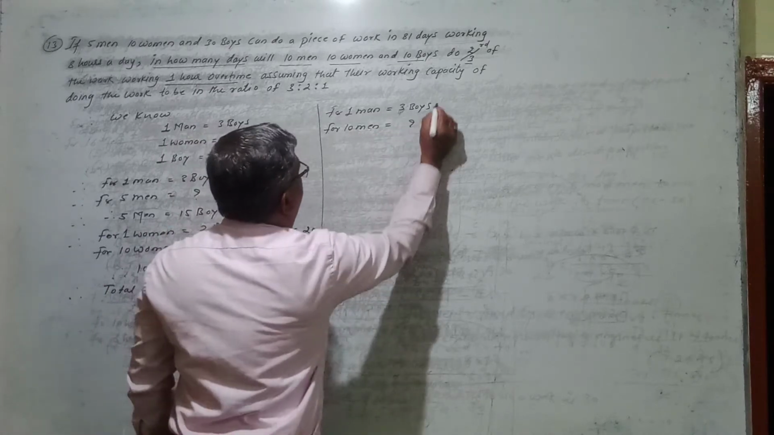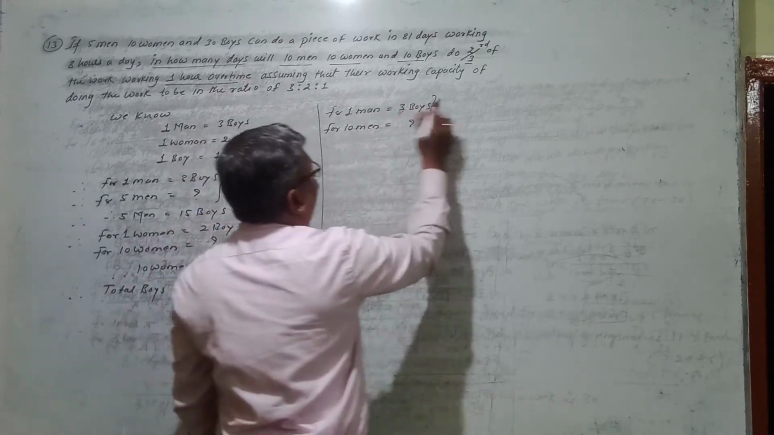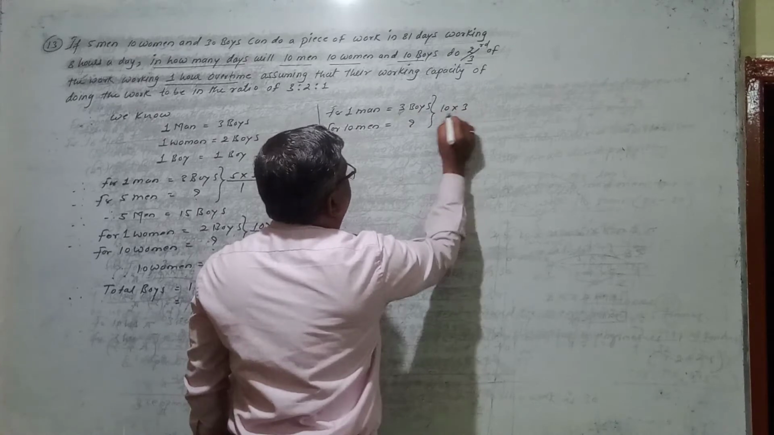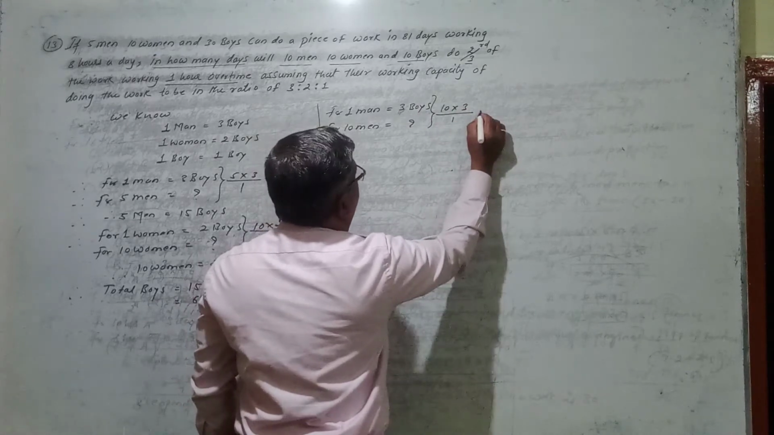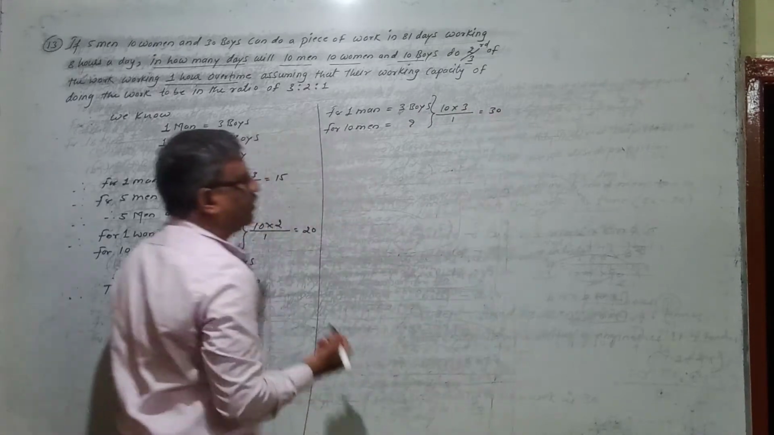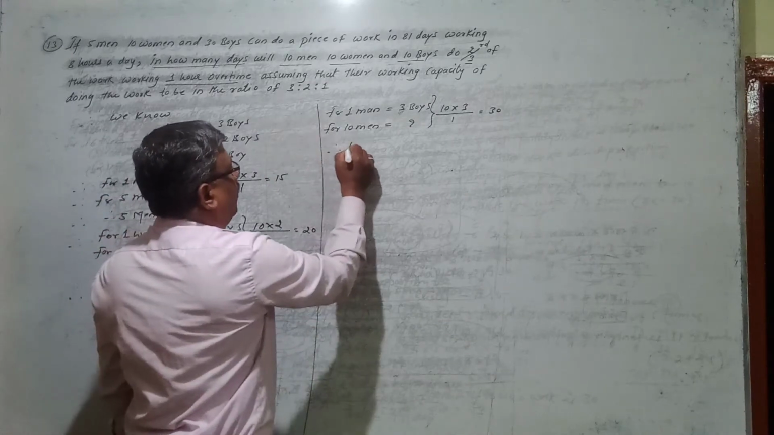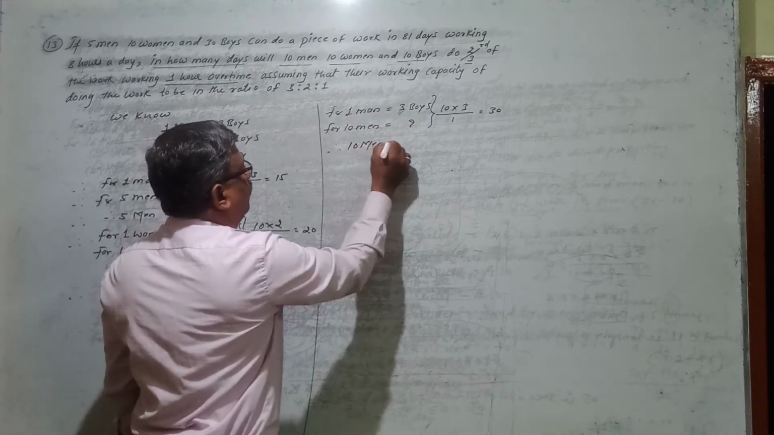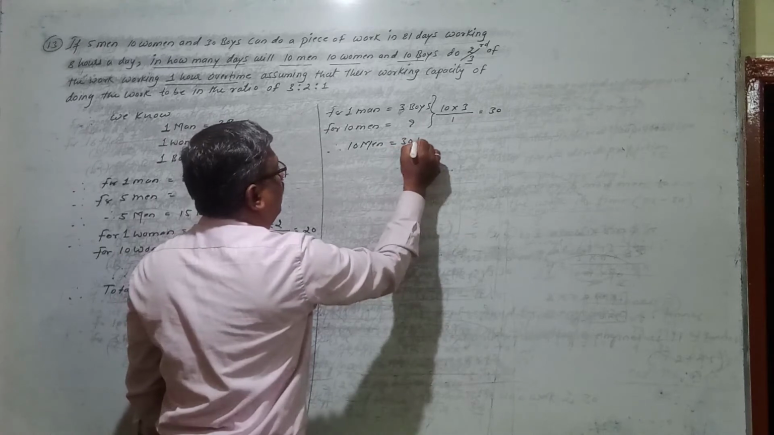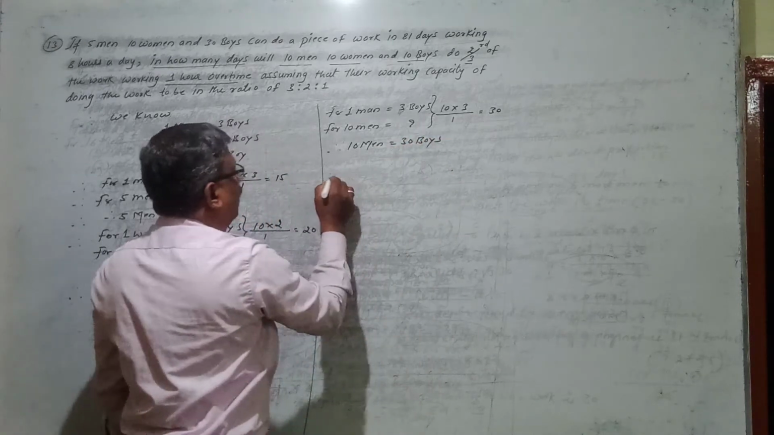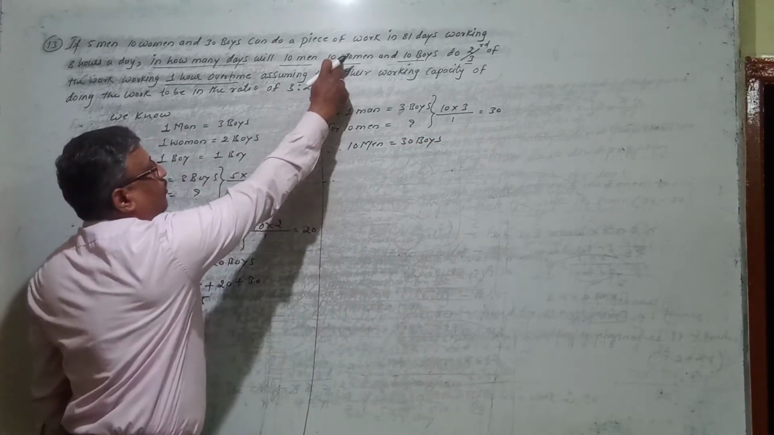10 men are equal to how many boys? So it is 10 into 3, divided by 1, which gives 30 boys. So in place of 10 men we have to employ 30 boys. Like that, in place of 10 women, how many boys do we have to employ?